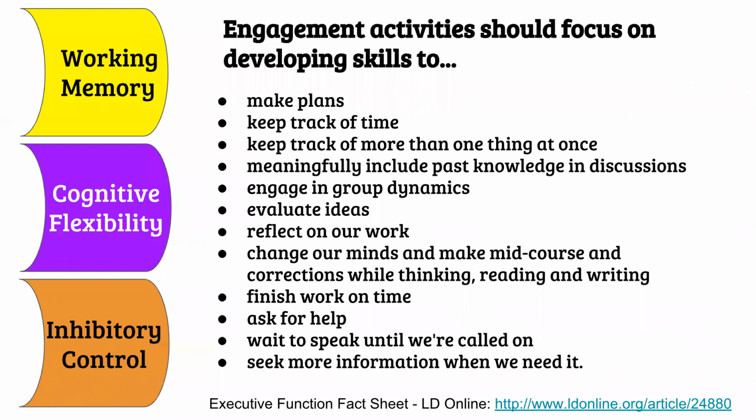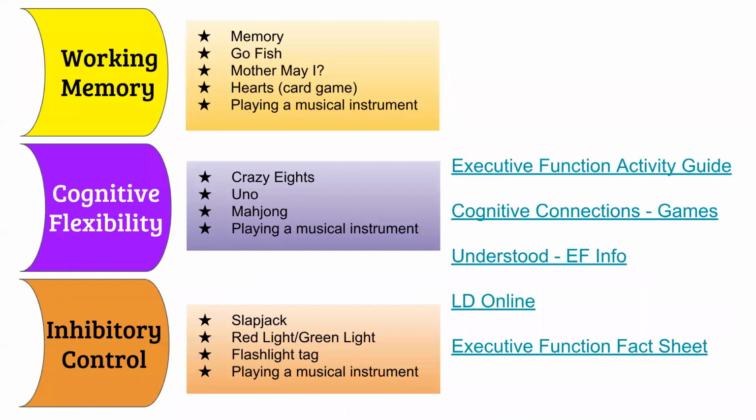This information is available online from the Executive Function Fact Sheet at the LD Online website. Some things that we can use to work on each of these areas can be games or activities that build skill in each area. These activities are examples that came directly from the Executive Function Activity Guide, which is also a link that will be available in the live binder. And the other resources can also be helpful for finding out more about executive function and engaging activities to work on these skills.